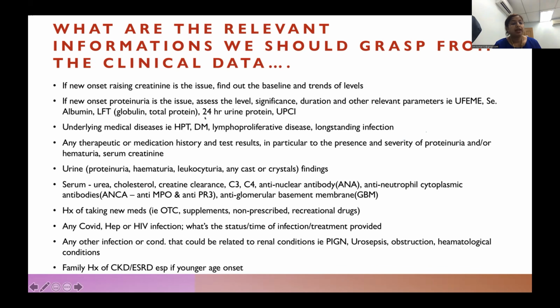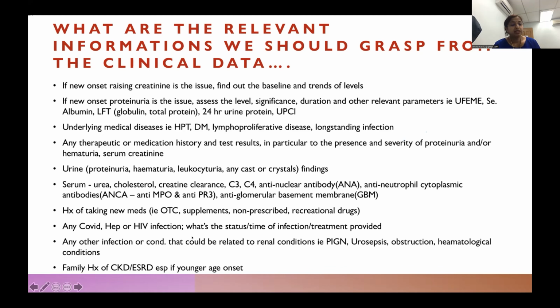You would want to know underlying medical diseases, like hypertension, diabetes, any underlying proliferative disease, long-standing infection. All this could contribute to the renal biopsy findings. Any therapeutic or medication history, any over-the-counter drugs, these are very crucial. And you would also want to know the serum urea, cholesterol, C3, C4, ANA levels. So these are all autoimmune markers. And if it permits, if you have the chance of getting the ANCA levels, that'd be good, or anti-GBM. And if you don't, and if the biopsy shows features supportive of this, then you would want to know these results as well.